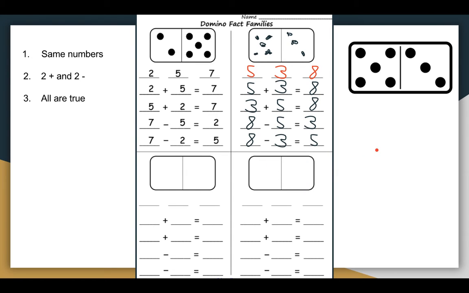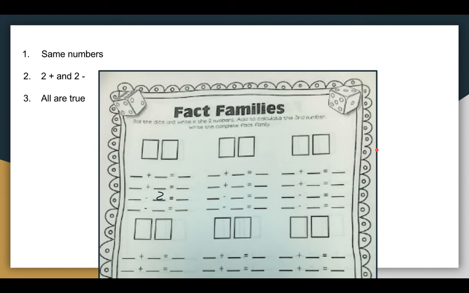Your final option for showing that you understand fact families is doing our fact family dice game. And so what you would do with this one is this gives you a little bit more practice with more chances to practice, this time using dice. So I would roll 2 dice. Let's say I got 2 and 4. I'm going to use these squares at the top to record my dice that I did with dots. Then I would write my equations.